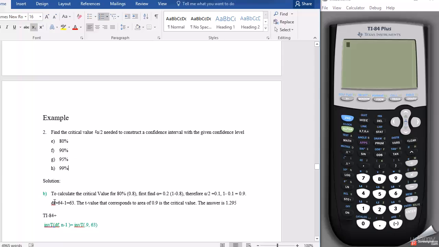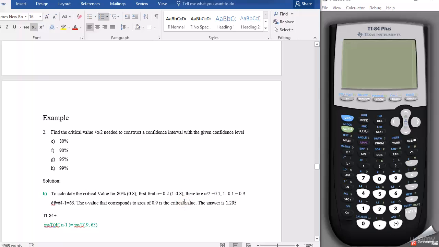Okay, so the degrees of freedom is always sample size minus 1. So in this case, degrees of freedom is 64 minus 1, which is 63. So the t value that corresponds to an area of 0.9 is the critical value, and the answer is 1.295.